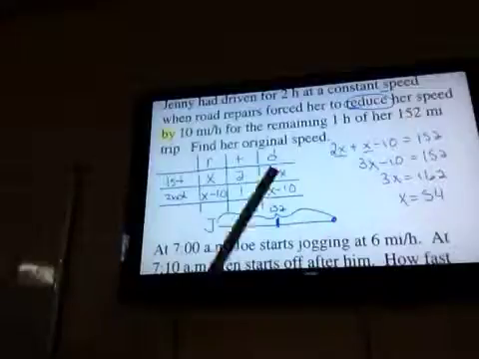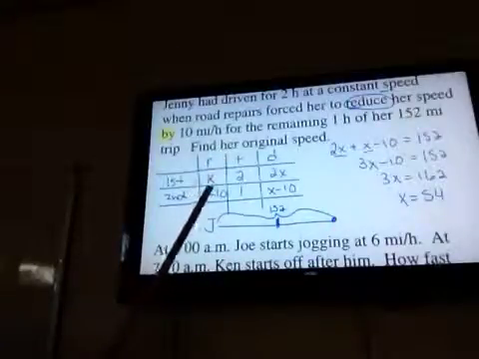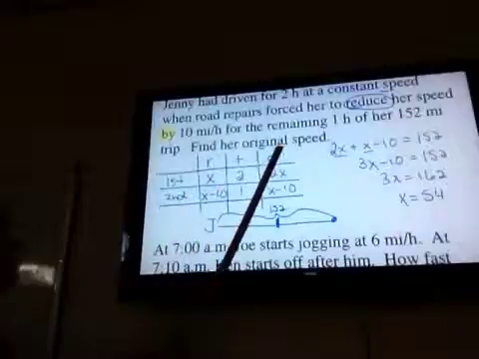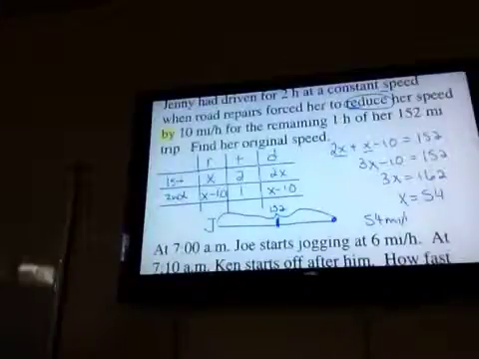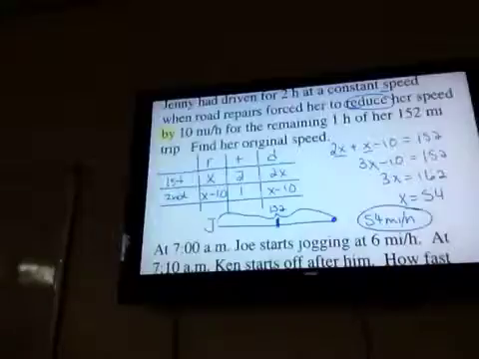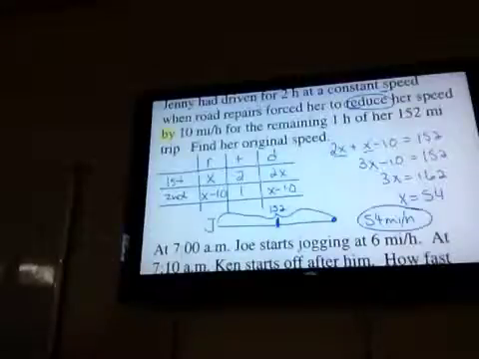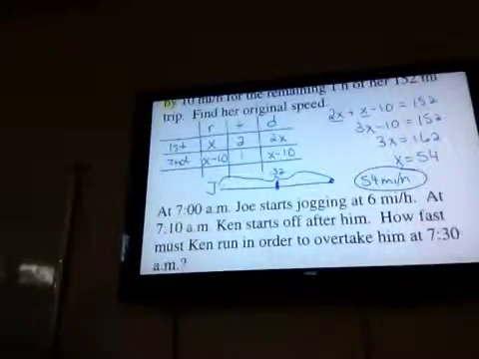54, we look at our chart, represents the original speed she was going, which is what they're asking for. So we don't have to plug anything back in. So 54 miles per hour. That was not quite as challenging as the first one. Question on that one?